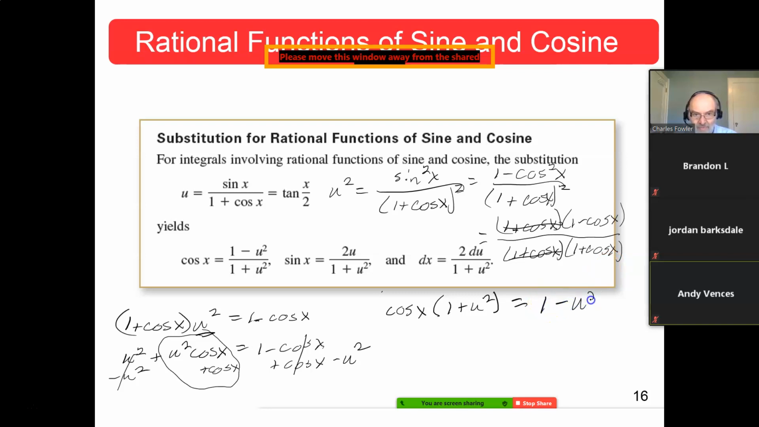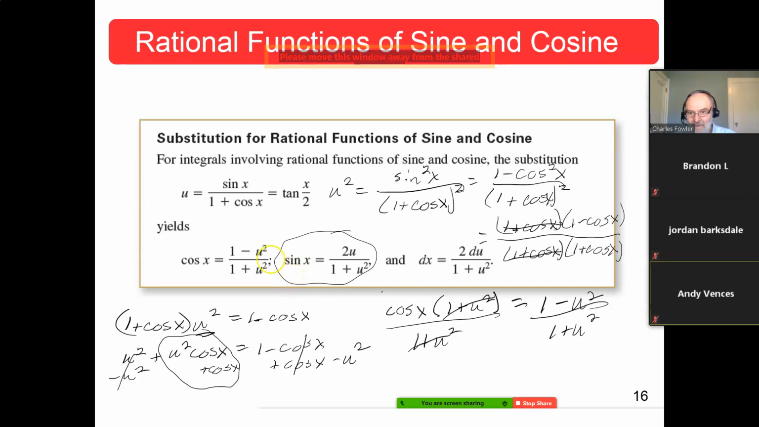Then what we do is divide both sides by 1 plus u squared. These go away, and that leaves you cosine x is 1 minus u squared over 1 plus u squared. Then we could put what sine x was. Sine x is u times 1 plus cosine x. But we know that cosine x is this thing. You could plug that back in here and you'll wind up with this term. It's not worth taking your time to do. So there's your u substitution. What a weird one.